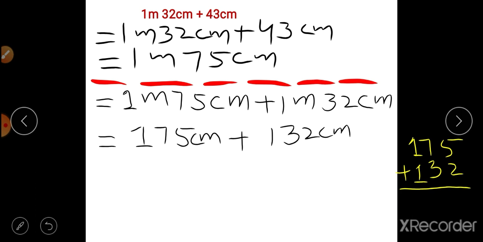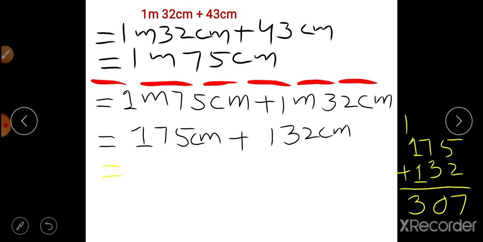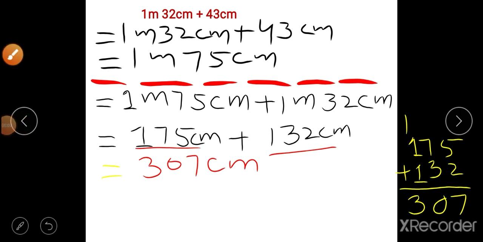2 added to 5 would be 7. 3 and 7 would be 10, so 1 is carried. So 1, 2 and 3. We have 307 centimeters if we add 132 and 175. Now we have to convert 307 centimeters into meters.